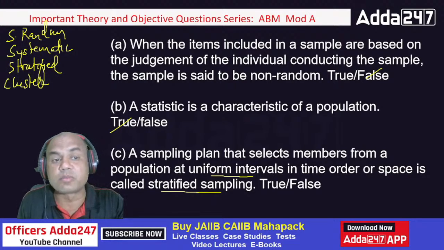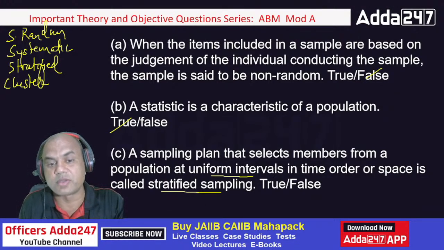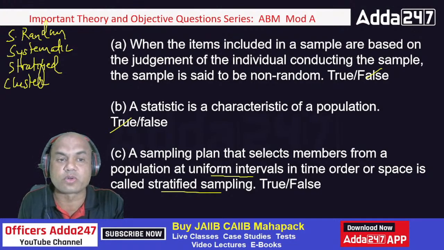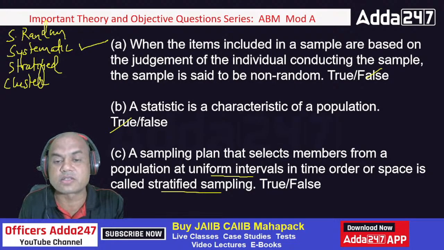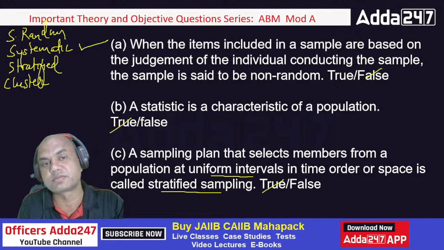Okay, so I won't be explaining all of them today because this will take a huge lot of time. I'll just focus on this. When it is selected on uniform intervals in order of space, it is called as what? Either of these 4. So the answer is over here, systematic. It is known as systematic. So this stratified is wrong. So the answer is false.